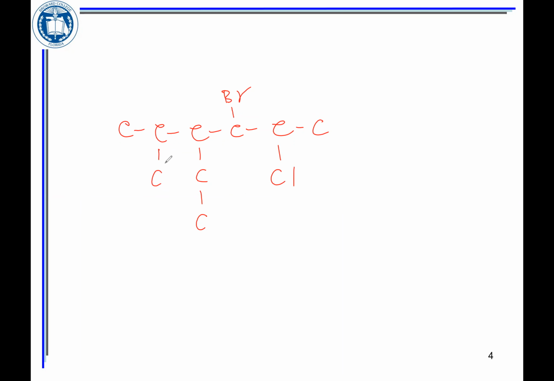For numbering the main carbon chain, we have 1, 2, 3, 4. We have a couple of options here. From 4, we can go straight to 5 and 6, or we can go down to 5 and 6. Which one should I use? Should I go straight to the left, or should I go down for 5 and 6?